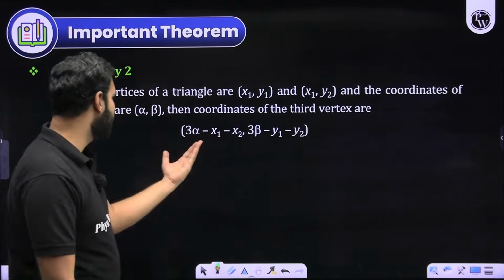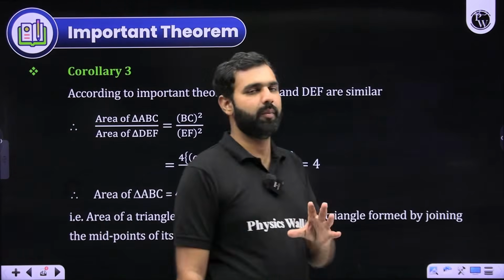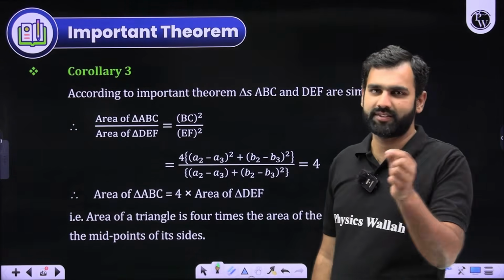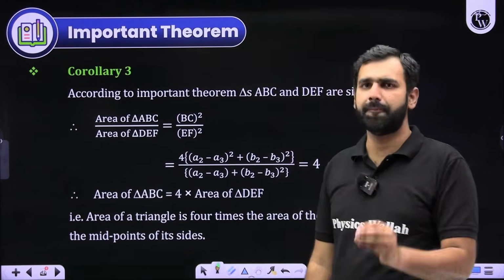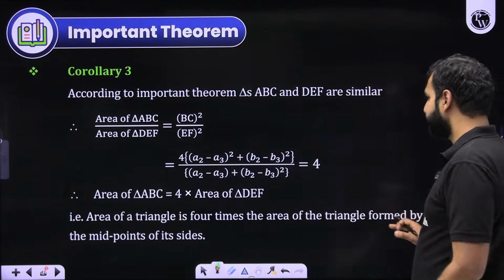Similarly, this is something related to the centroid, which let's not discuss. Let us remember the simple formula for the centroid: (x1 plus x2 plus x3) by 3, (y1 plus y2 plus y3) by 3. Through that, you can work out all the other results as well. Now, this is something you should remember.